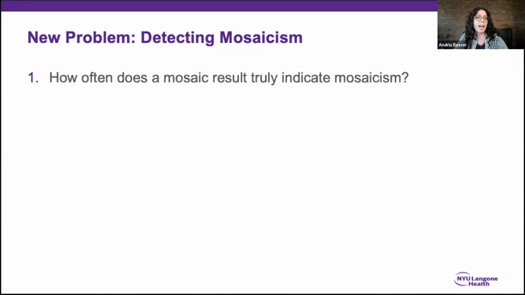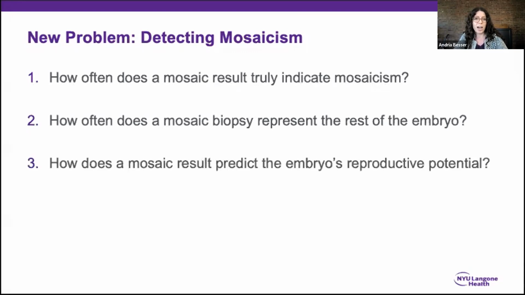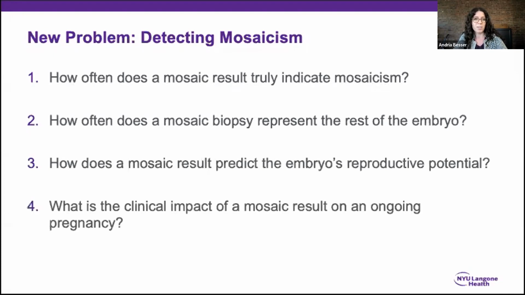First question is, how often does a mosaic result truly indicate mosaicism? The second question is, how often does a mosaic biopsy represent the rest of the embryo? Third question, how does a mosaic result predict the embryo's reproductive potential? And last question, what's the clinical impact of a mosaic result on an ongoing pregnancy?